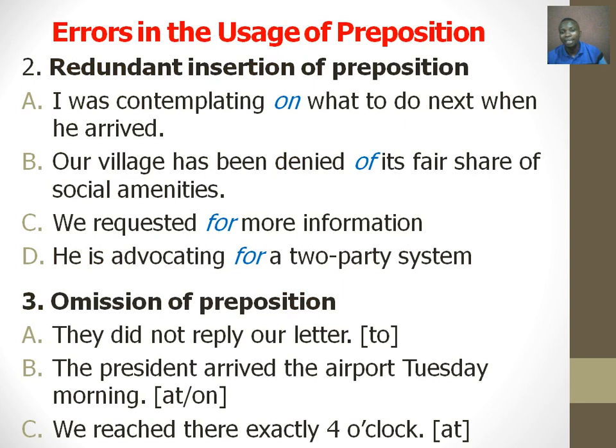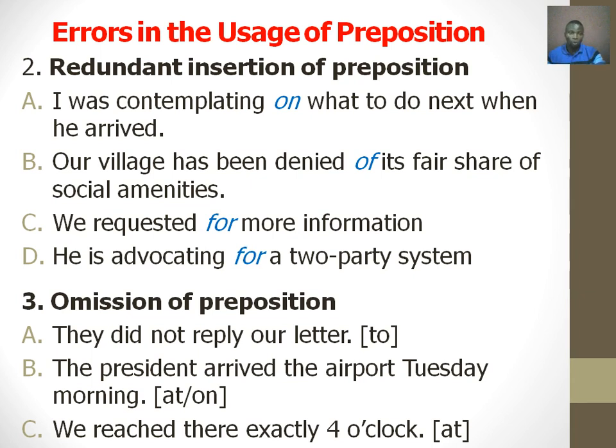Error number 2. The redundant insertion of preposition. The word redundant means using a preposition where it is not needed. Now let's have 4 examples also to illustrate our claim. I was contemplating on what to do next when he arrived. Yes, you may have thought about something, the next step to take. You may have wondered what you're going to do next.